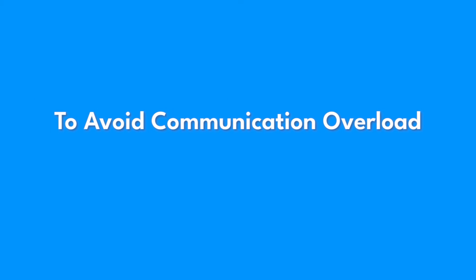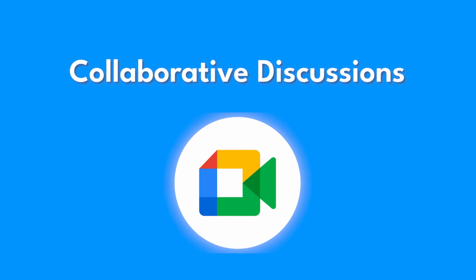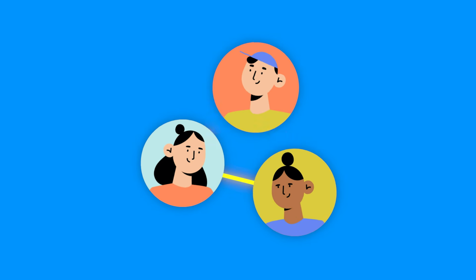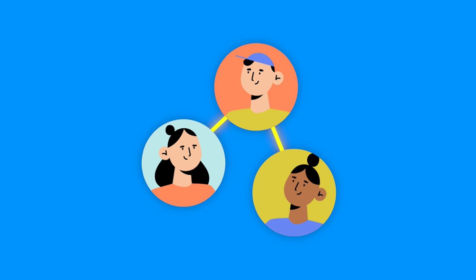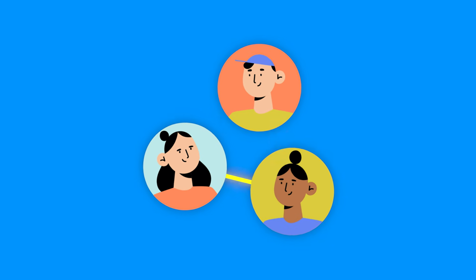To avoid communication overload, keep tools centralized. Daily updates happen in Google Chat, while Google Meet handles collaborative discussions. This setup ensures your team stays connected without getting overwhelmed by endless notifications or scattered conversations.